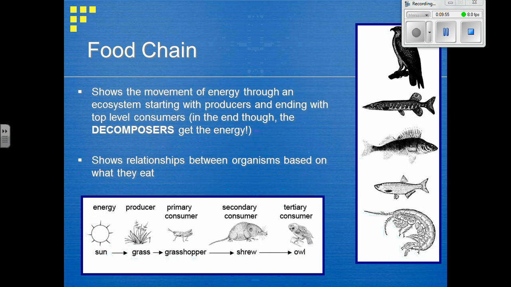Something to keep in mind is that whenever we have an energy transfer, not 100% of the energy is transferred. You take the grass here that gets a whole bunch of energy from the sun. The grasshopper that eats the grass is not going to get 100% of the energy from the sun because the grass is going to be using that energy to metabolize, to grow, to develop, to reproduce. So it's actually called the rule of 10. You lose about 10% of the energy from level to level. Here's another example of a food chain.